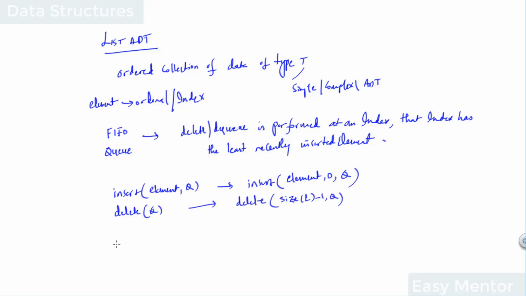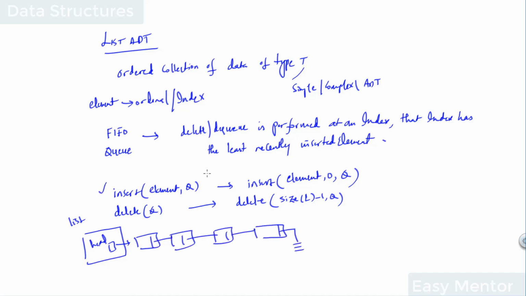If you consider this as your linked list, so you have a head which is part of your list structure, which eventually points to your linked list. So when insert of element is called, the insertions happen at the 0th index. So this is where the inserts happen. And we have seen how inserts are implemented in linked list for the list abstract data type implementation in the previous video.